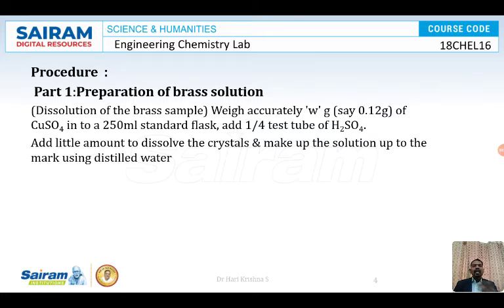As you know, we have two parts: preparation of standard solution and estimation. Here the standard solution will be given. We're supposed to prepare the brass sample. Earlier we used to weigh the brass sample, dissolve it in nitric acid, and then prepare the brass solution. When you dissolve the brass sample in nitric acid, it liberates fumes of oxides of nitrogen. These are very hazardous to health, so we cannot inhale that, right? It also damages the environment.